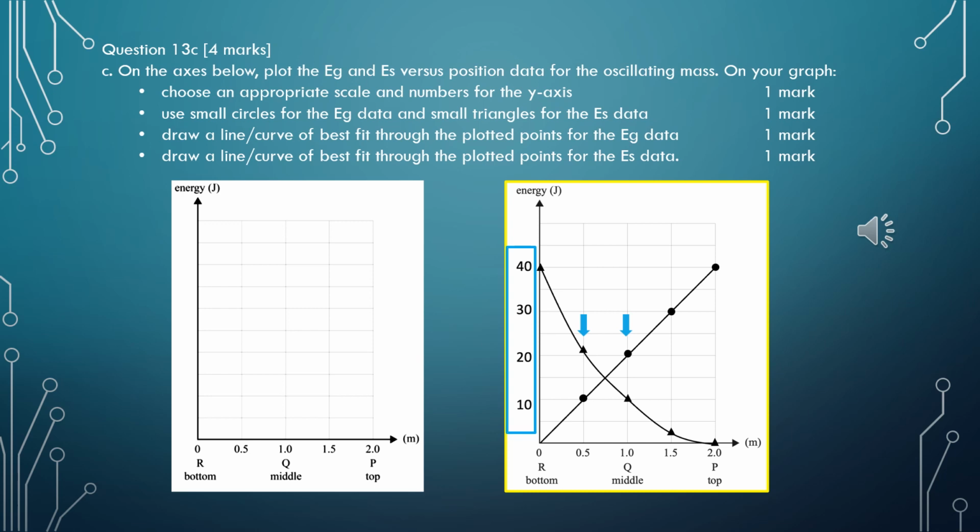Before drawing the curve, please refer to the formulas of EG and ES. The formula of EG is a linear equation, so the curve fitting EG versus position is a straight line. The formula of ES is a parabola equation, so the curve fitting ES versus position is a parabola.